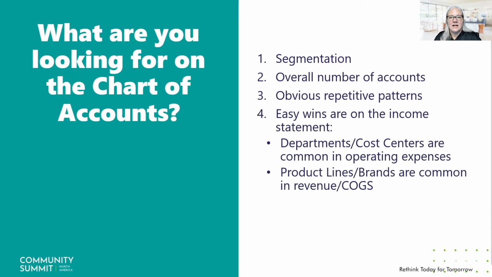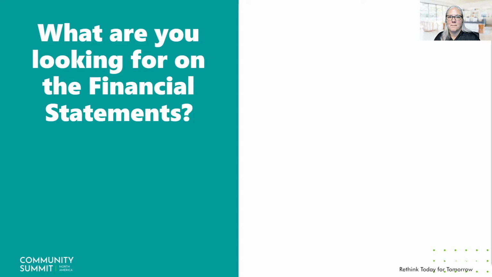You're going to find a lot of easy wins on the income statement, especially when we think about things like departments and cost centers. If we apply that to what's happening with budgets and how we're tracking different kinds of expenses, you'll often see some repeating patterns related to departments and cost centers. And in particular, if you're looking at revenue and cost of goods sold, it's often an easy decision to be looking at things like product lines or brands. So watch for those easy wins that you can find on the income statement.